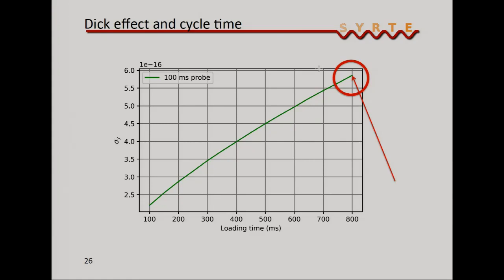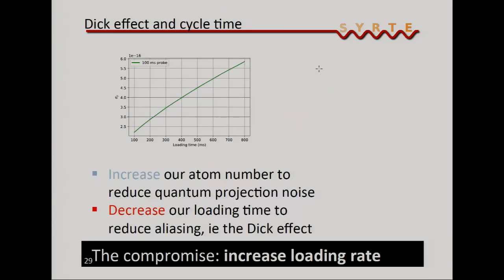and what we saw is that, of course, when we decreased this loading time, the duty cycle of the clock was better, was higher, and as a consequence, the Dick effect was smaller. We were able to run the clock at 500 millisecond loading time, and even at 300 millisecond loading time. So this Dick effect was not limiting for us, because it could have been here.